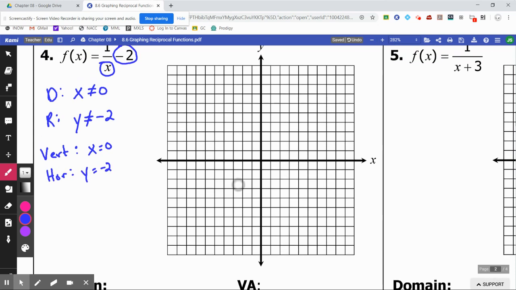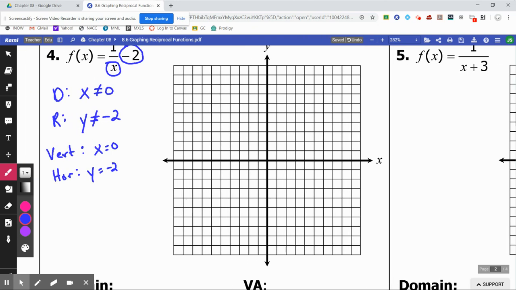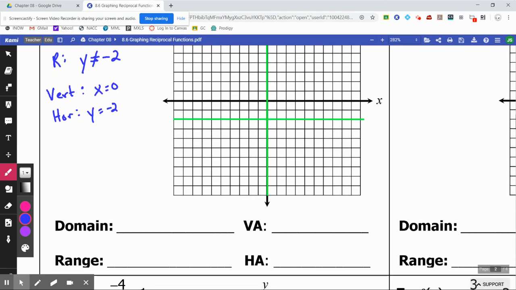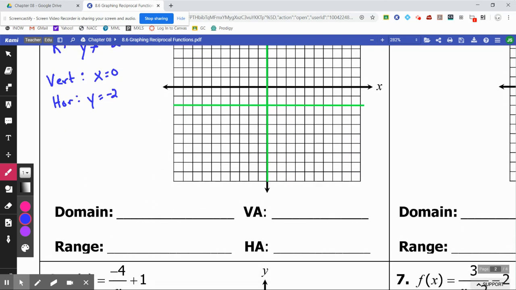So I would start out this graph by graphing those two asymptote lines. And there those asymptote lines are. Now, I didn't notice these blanks at the bottom. What I would do to graph this is I would do a t-table for my original function. If I plug in 1, I get 1. If I plug in 2, I get 1/2. If I plug in negative 1, I get negative 1. When I plug in negative 2, I get negative 1/2.